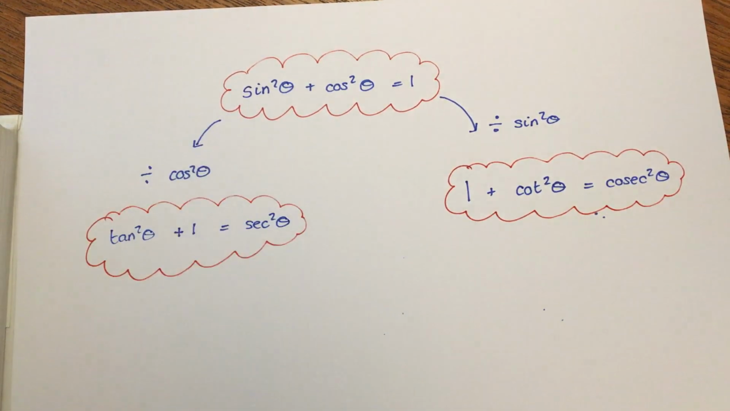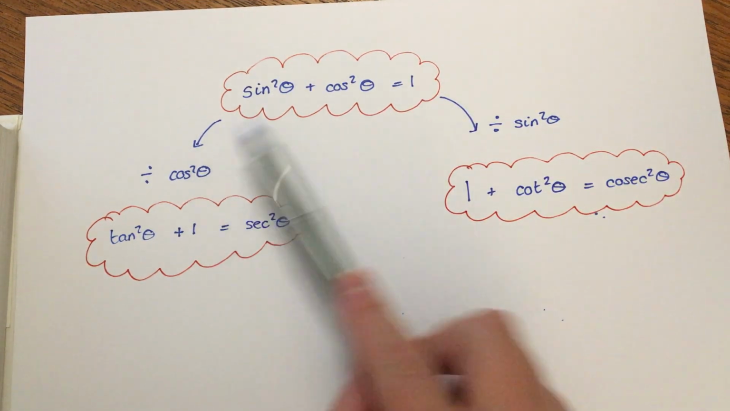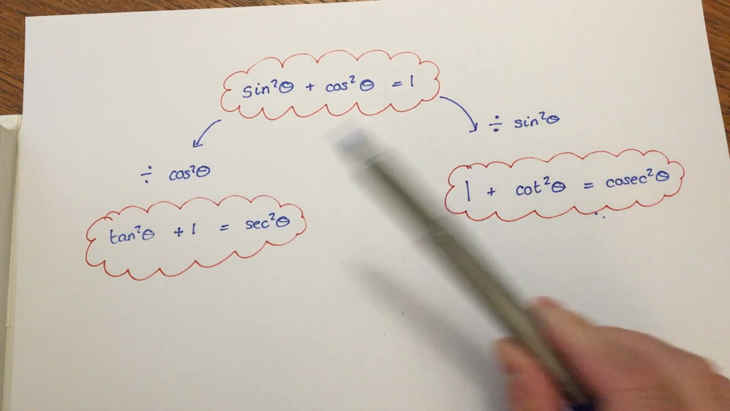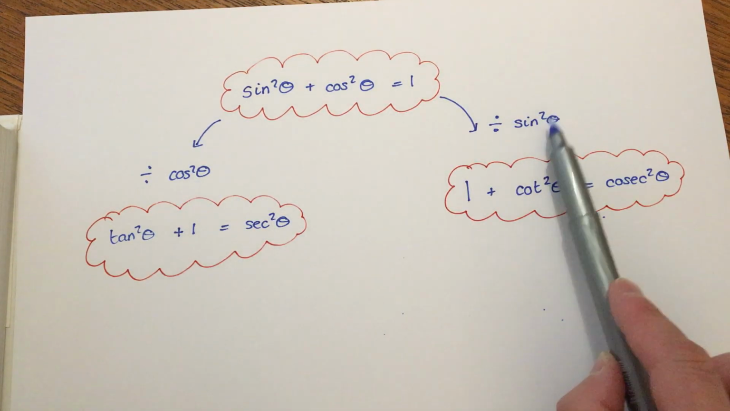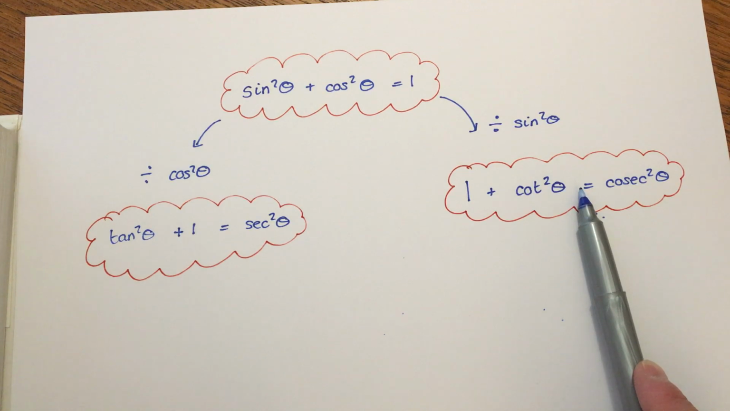So actually, you don't need to learn those, you need to learn this, and you can easily derive or easily prove these by just dividing the expression that you know by cos squared to get this one, or dividing it by sine squared to get this one.